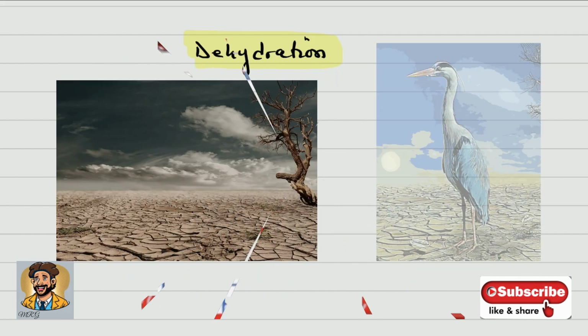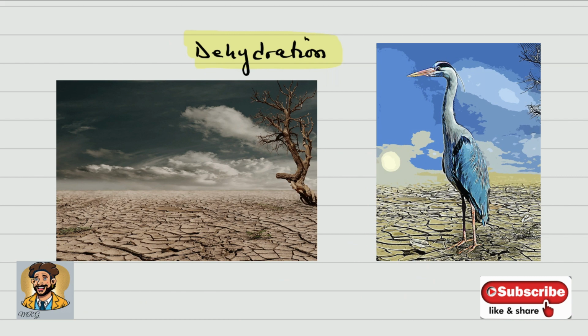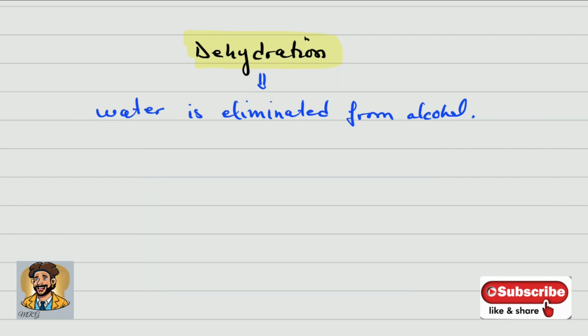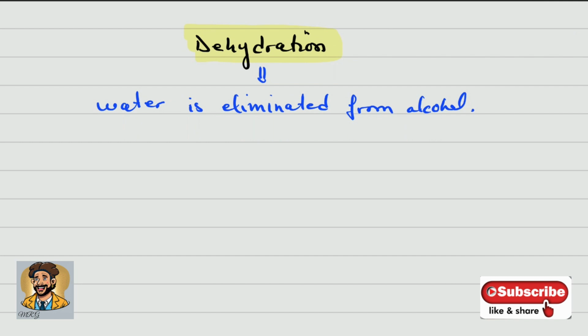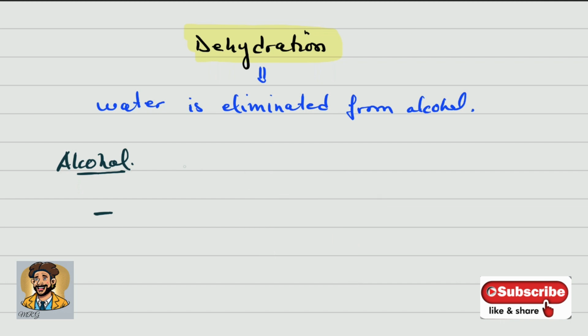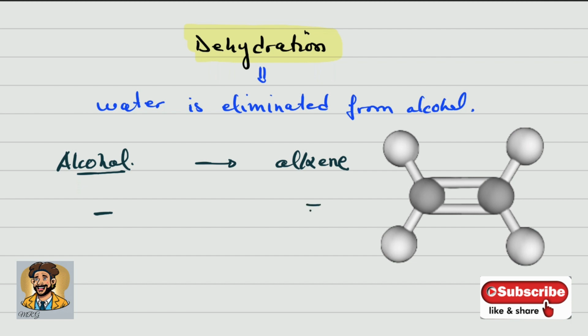This time we're going to be speaking about dehydration. Now dehydration is when you take water away. So yes, in this case water is going to be eliminated from alcohols. And therefore, in the general reaction, we are going to have the following. We're going to start with an alcohol, which is a saturated compound. It has a single bond, okay? We are going to end up with an alkene, which is a double bond compound.